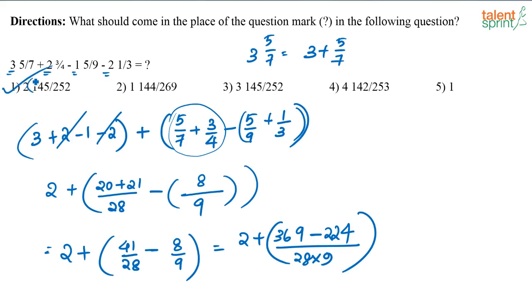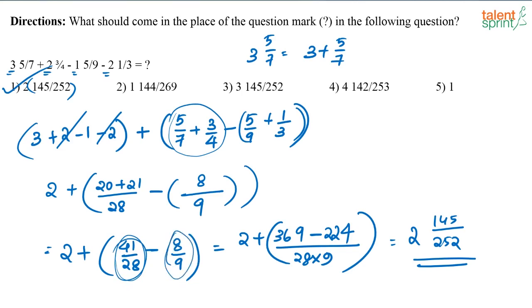145 divided by 252. Okay, as you solve, you know the answer is going to be 2 plus some value. So you can mark the answer as option 1, that is 245 by 252. Even if you solve this, that's what you are going to get. See, when you have 41 by 28 and 8 by 9, you know 41 by 28 is 1 point some value and 8 by 9 is very close to 1. So anyway, when you subtract, it's going to be 2 plus some value. Everybody got the answer as option 1? Good. Let's move on to the next question.